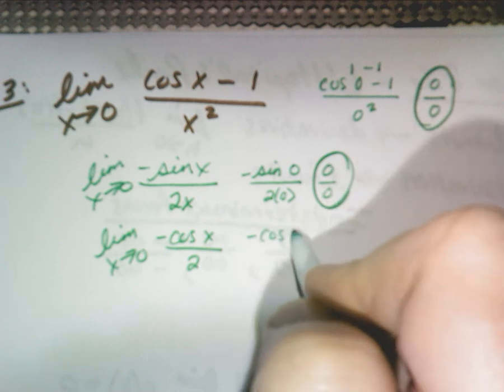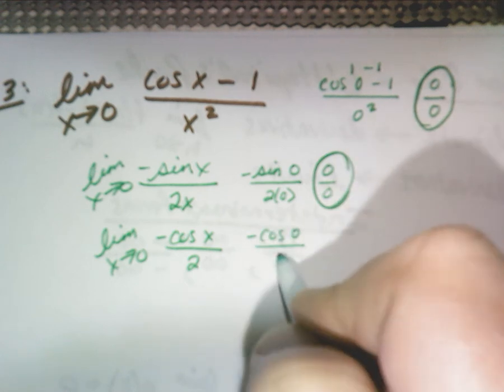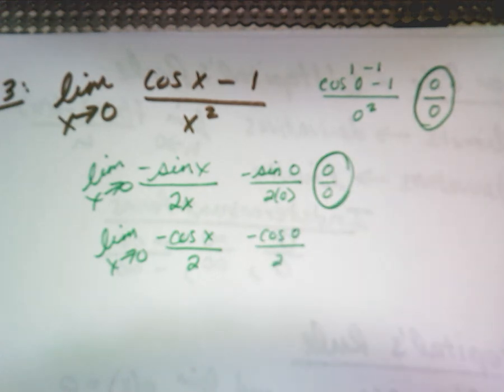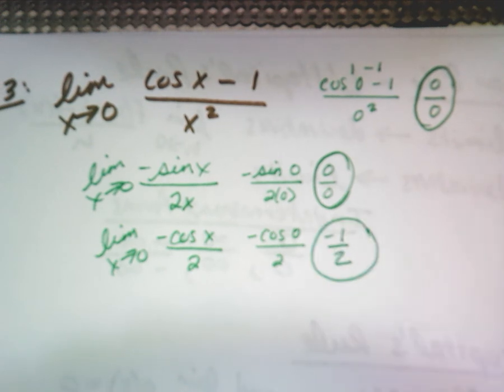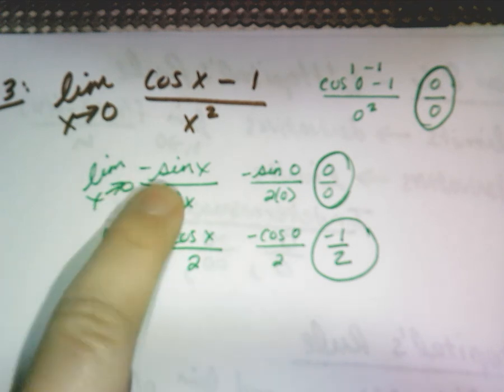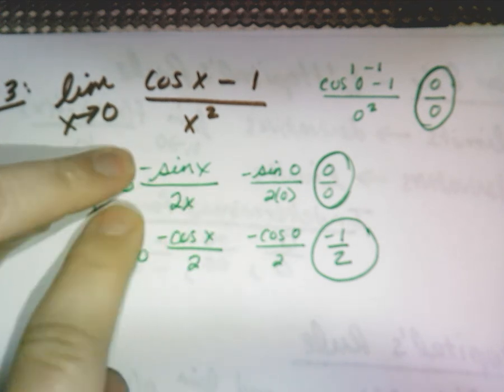What's negative cosine of 0? What's the cosine at 0 again? 1, times negative is negative 1 over 2. The limit is negative a half. Sorry, why is it negative cosine? The derivative of sine is cosine, but then you have a negative out there.